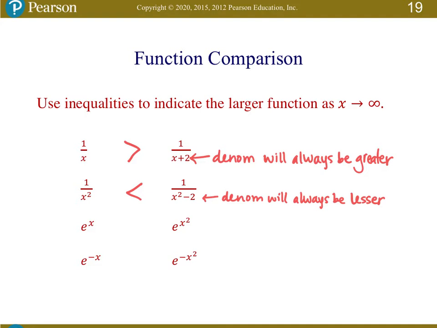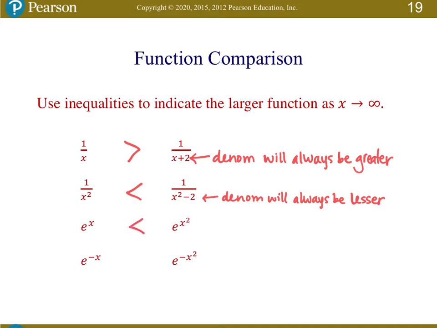For exponentials, we know that exponentials grow infinitely large. They get large very, very quickly. But if you compare their powers, one will get larger more quickly than the other. It has a faster growth rate. And so in this case, it's the power with the x squared that is the larger one.